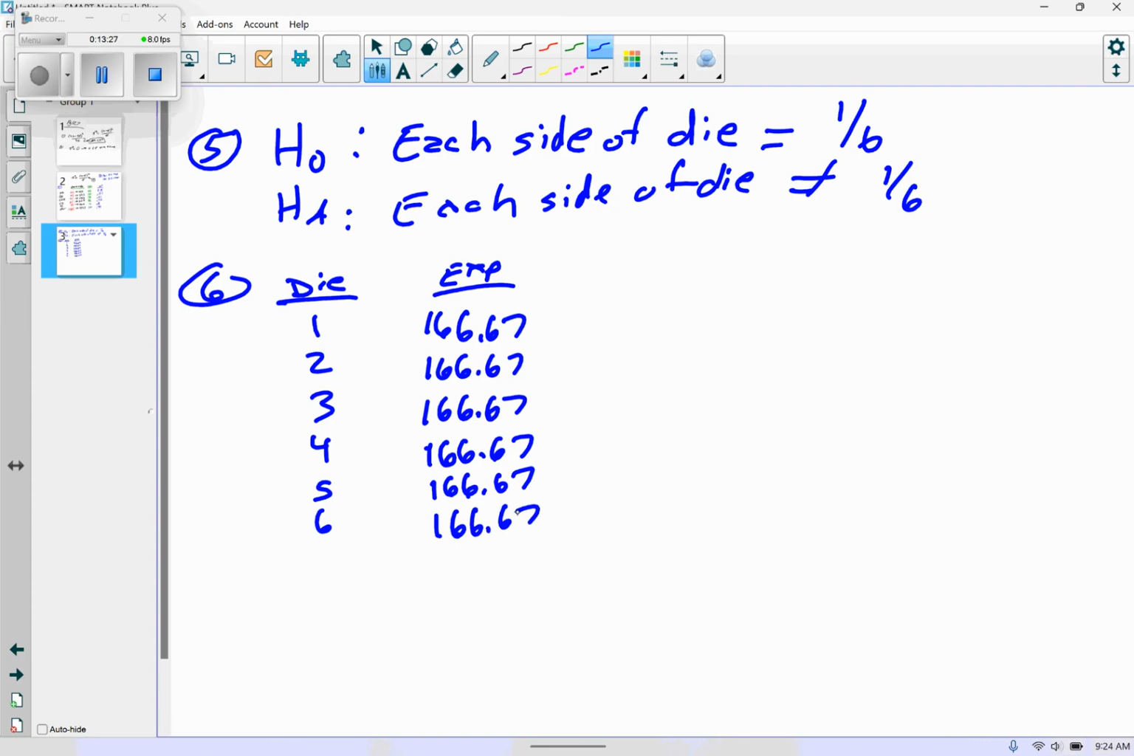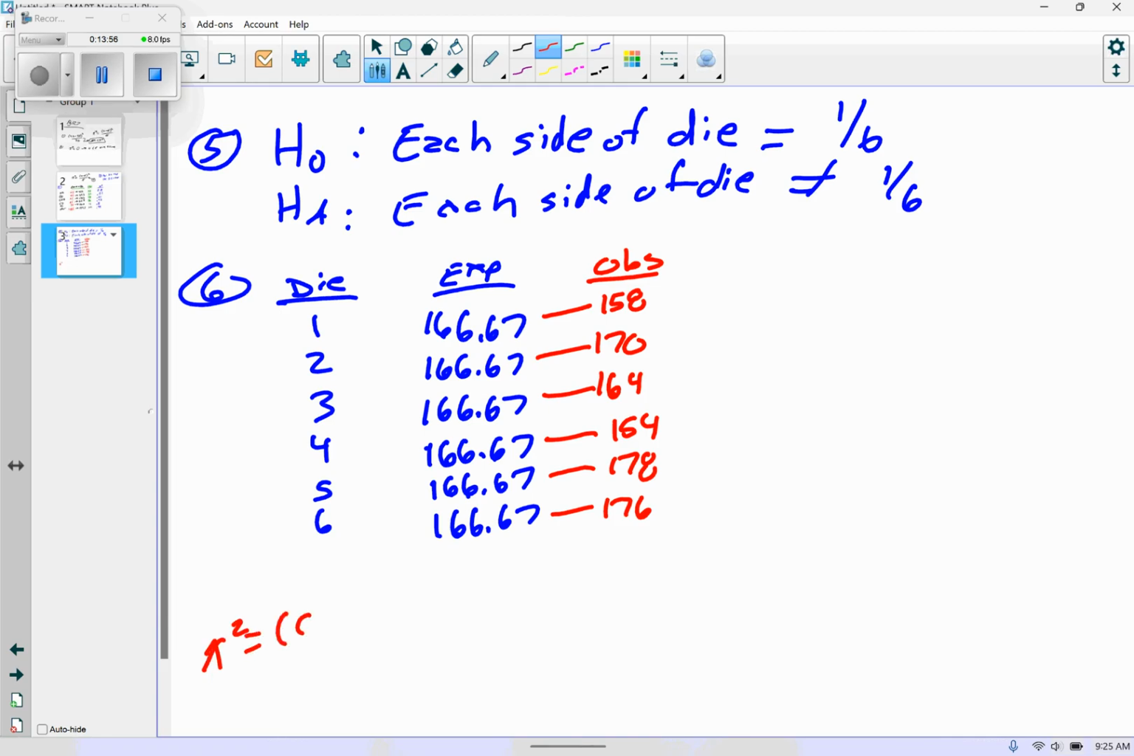And then they find out that we observed 158 of these, 170 of these, 164 of these, 154, 178, and 176. Cool. And again, we're going to use our equation, where chi-squared is equal to the observed minus the expected quantity squared divided by the expected.